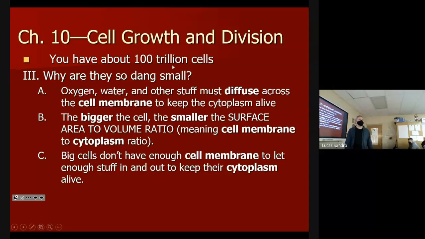Having a high surface area to volume ratio isn't always a good thing. There are times when that's a disadvantage, which would be a reason that something might be big instead of small.